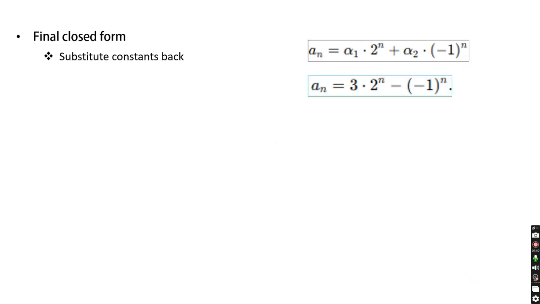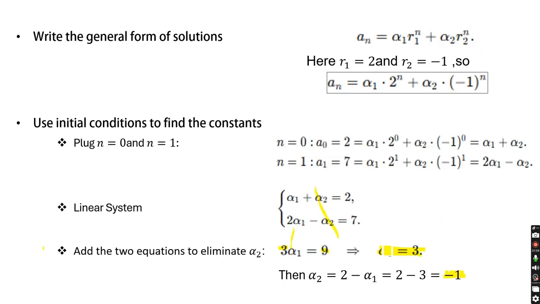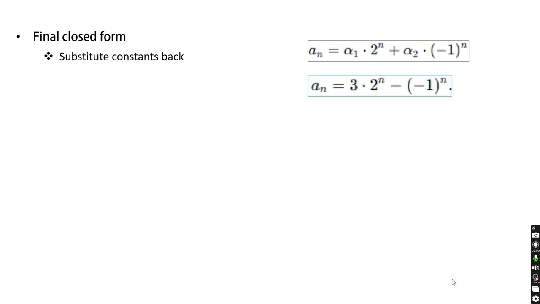So for the final closed form, we will substitute the constants back. So an is equals to a1 times 2 raised to n plus a2 times negative 1 raised to the power of n. So we will substitute the values of a1 and a2. Therefore, the solution for this recurrence relation is an is equals to 3 times 2 raised to n minus negative 1 raised to the power of n.